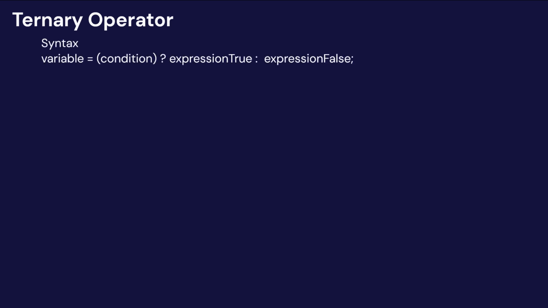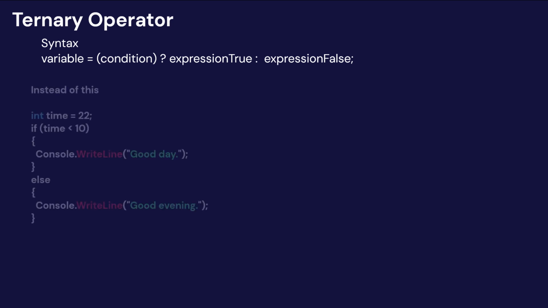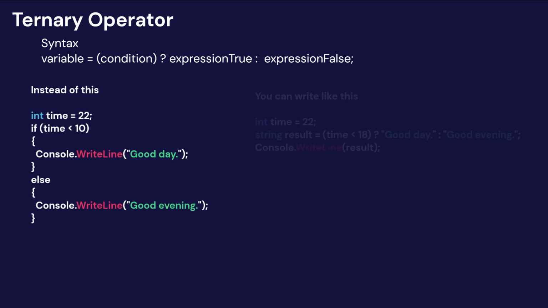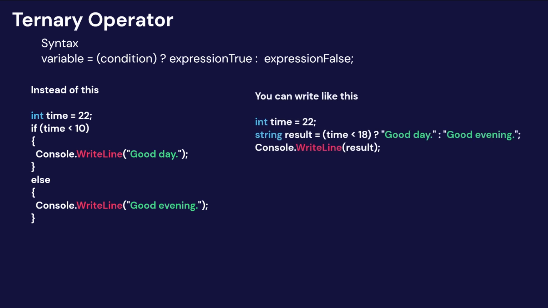There is also a shorthand if-else, which is known as the ternary operator because it consists of three operands. It can be used to replace multiple lines of code with a single line. It is often used to replace simple if-else statements. Instead of writing this, you can simply write like this.